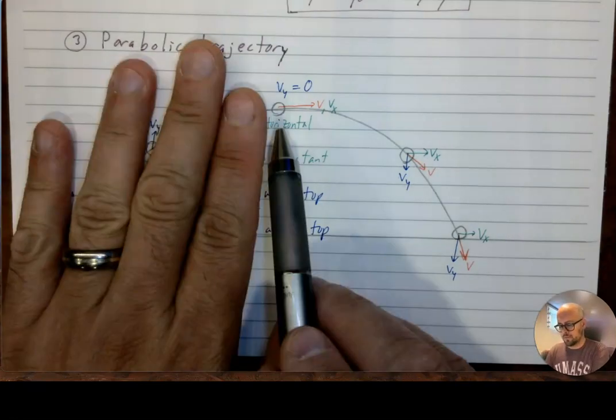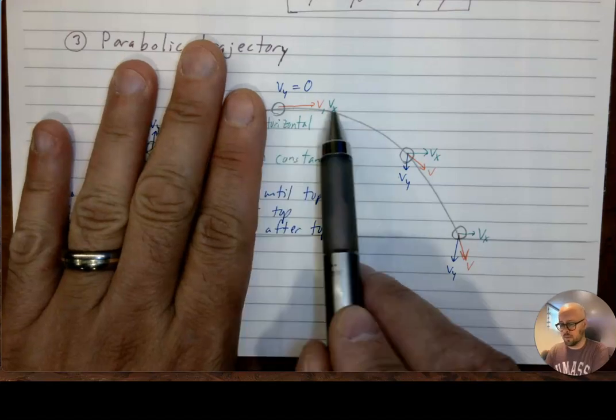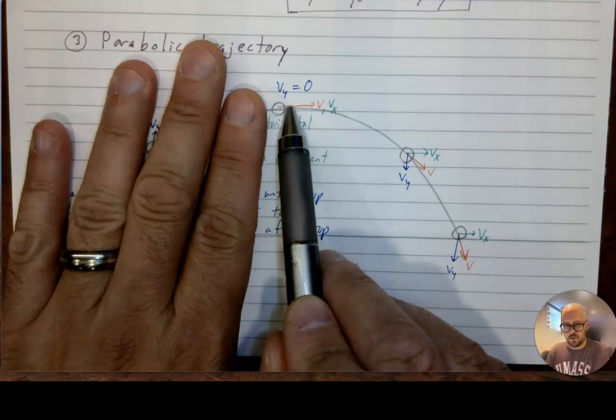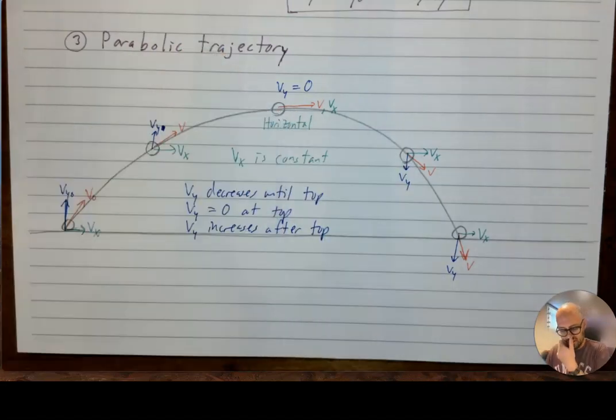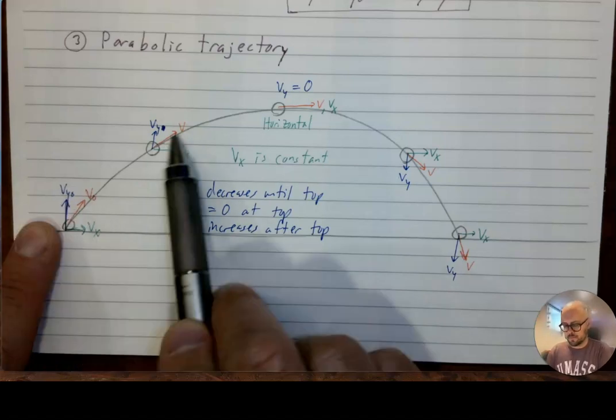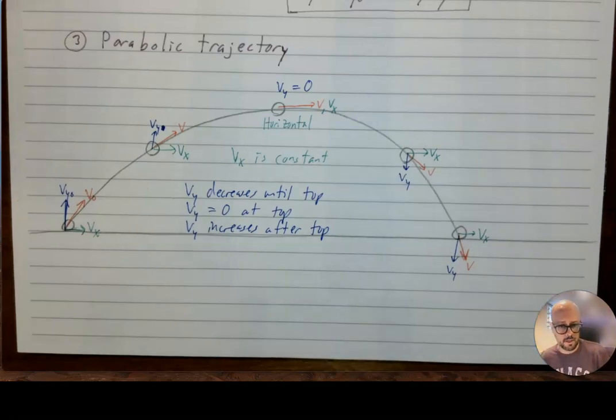If we had a projectile that rolled off a table, then the vertical component of the velocity would start at 0 and then get more negative. So Vy is always getting more negative. If a projectile is launched upwards, then it starts positive and then becomes more negative from there.